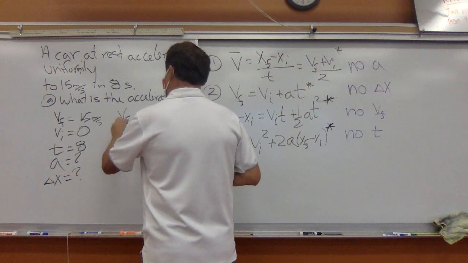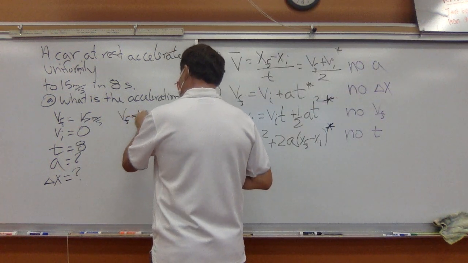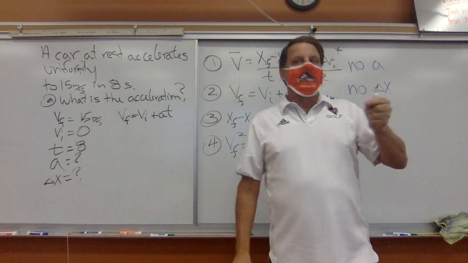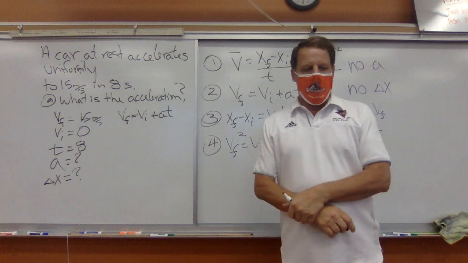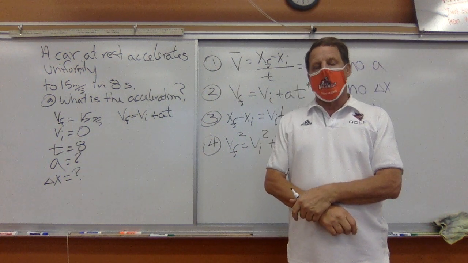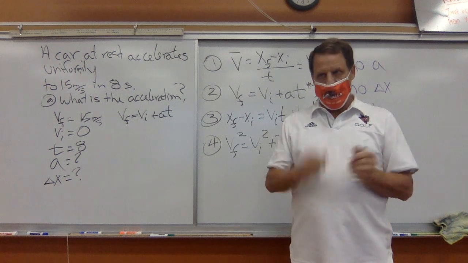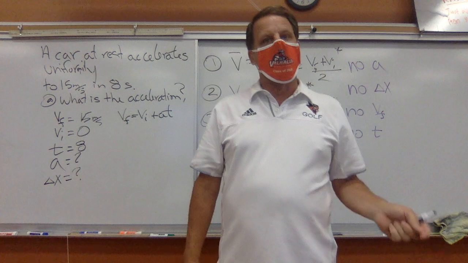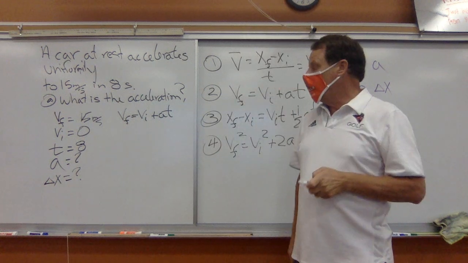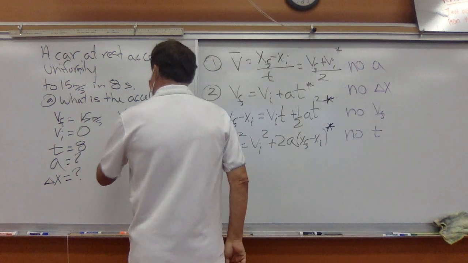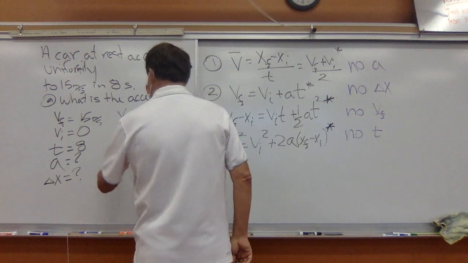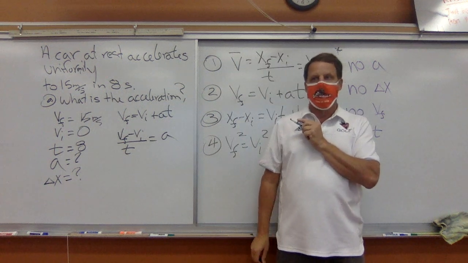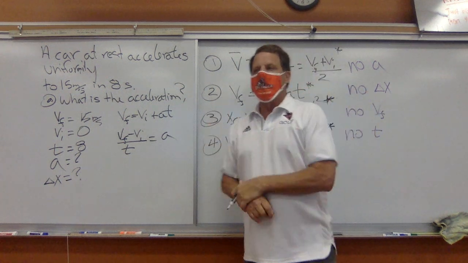Now we can say v final equals v initial plus at. At this point, you can do this however you want, but I would suggest that you get into the habit of manipulating your equation algebraically before you plug in numbers. If you do that, you're going to get v final minus v initial divided by t, and that will equal a.